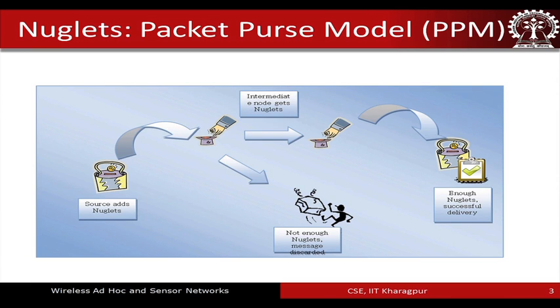Although this model comes with some advantages, there are some obvious disadvantages. One challenge would be estimating the enough number of nuglets that have to be added by the source node to ensure that all the intermediate nodes are going to keep some of them, so that there would still be enough nuglets left when the packet finally arrives at the destination node. So, this is one thing. Second thing is how many nuglets the intermediate nodes are going to keep, that is another challenge.